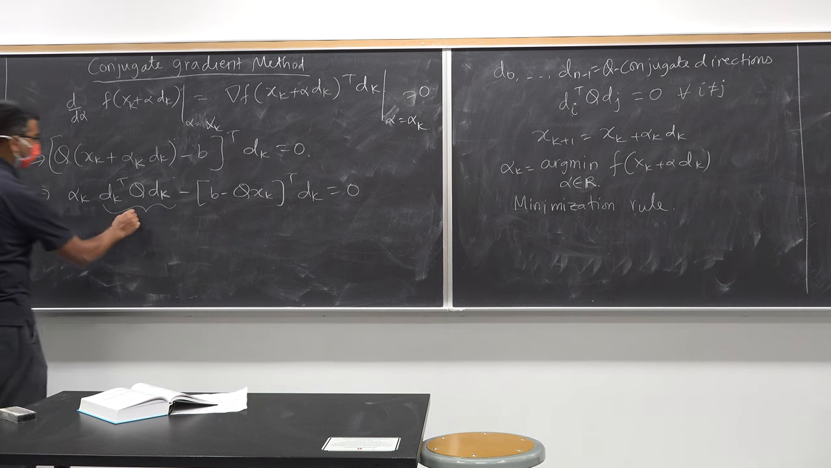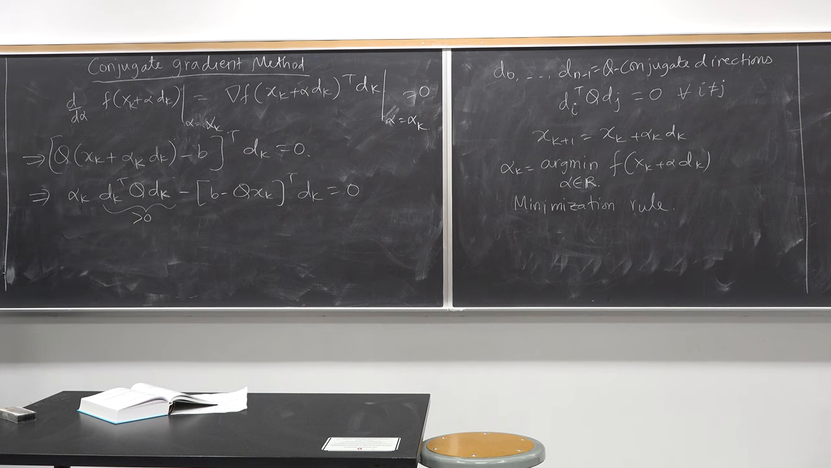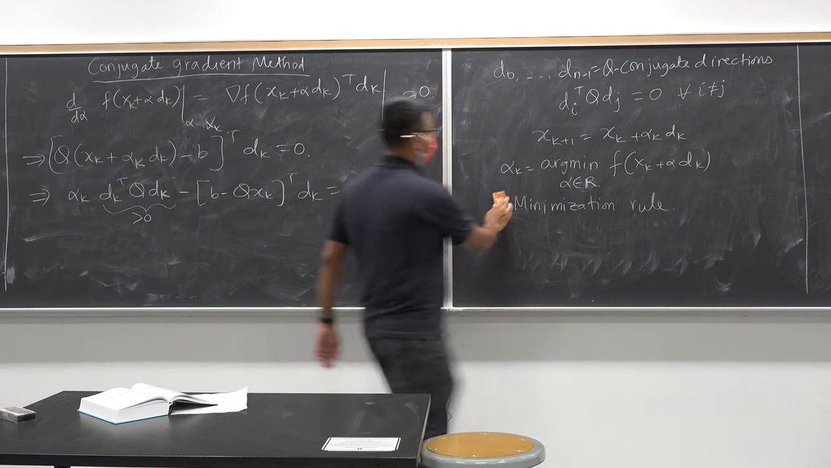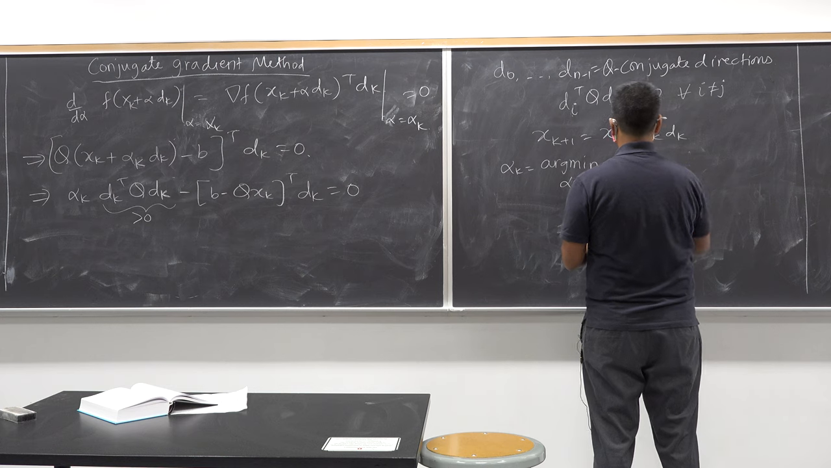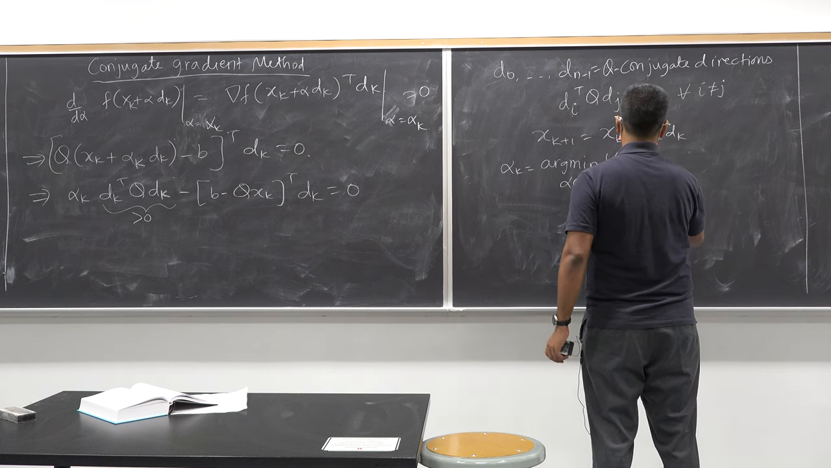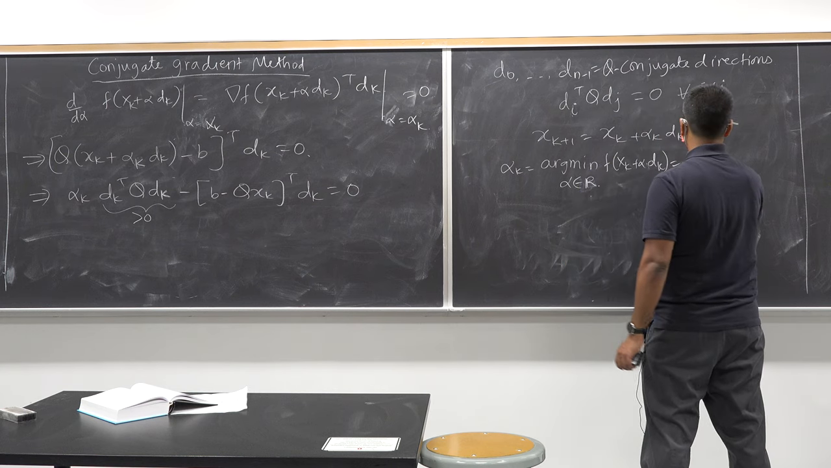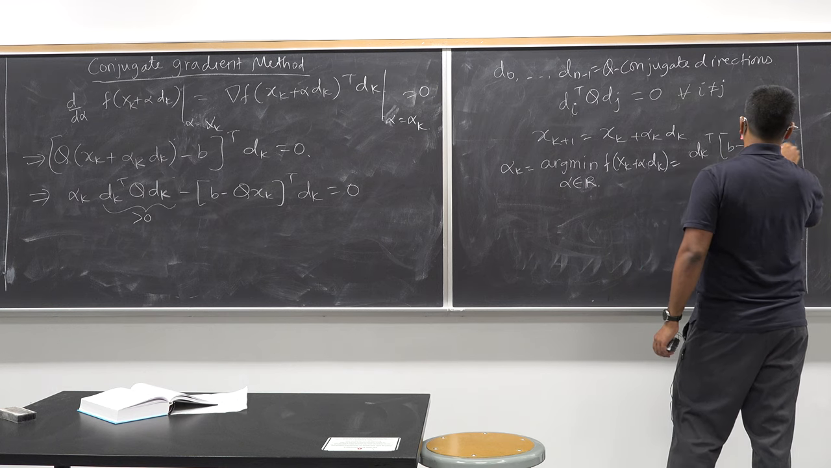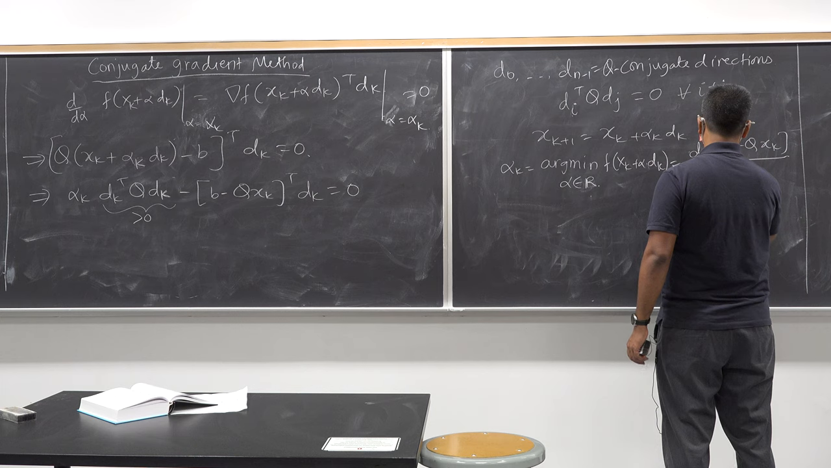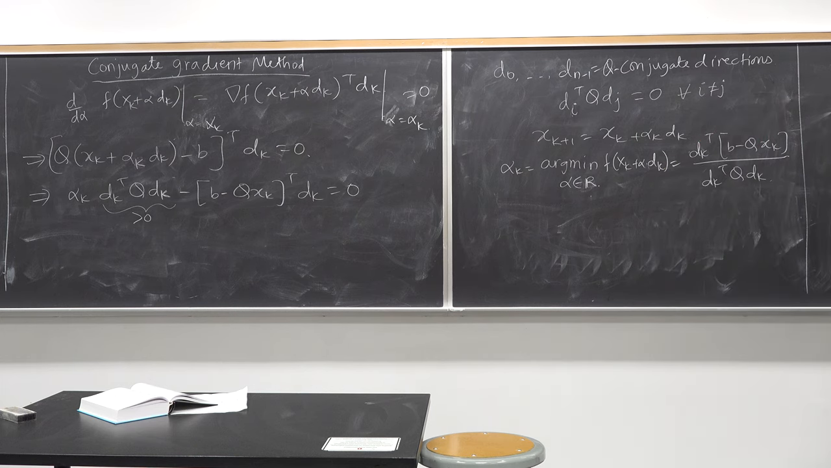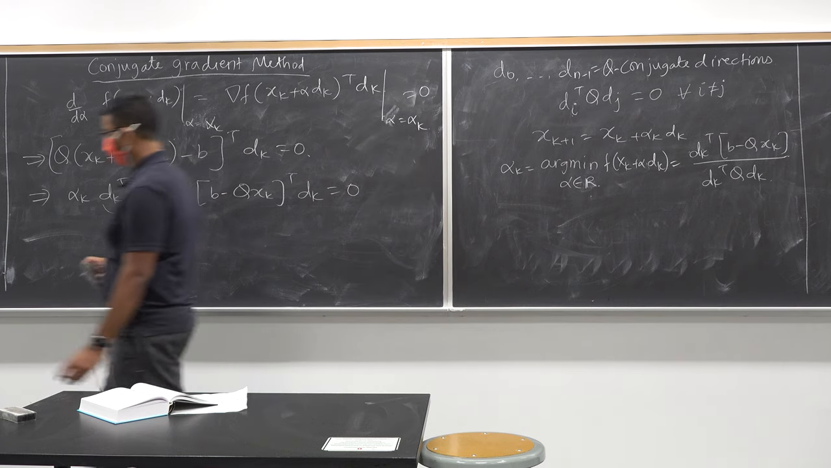This term is strictly positive, right? So I can do the division. Division is perfectly fine, because dk is a vector and I have dk transpose q dk, which is a number. So I get alpha k equals dk transpose (b minus q xk) over dk transpose q dk. Any questions so far?